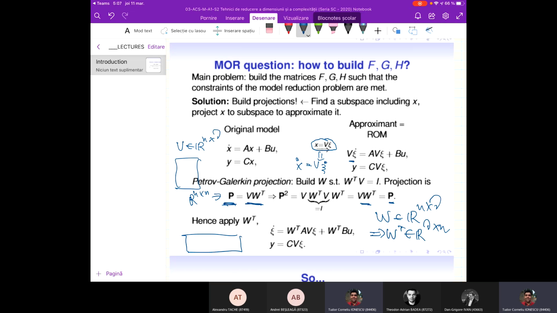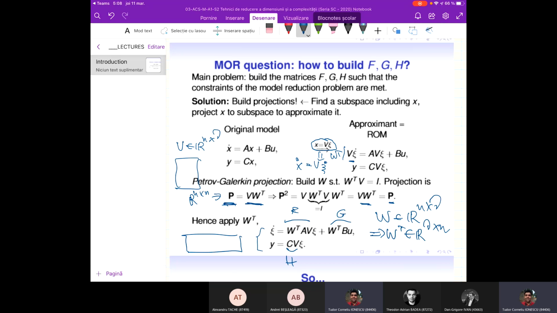Hence, you apply W transpose on the first equation, and you end up with the final model. So this is F, this is G, and this is H, and they're all of smaller dimension. F is dimension Ni by Ni, G is dimension Ni by M, H is dimension P by Ni. Okay, and this is the reduced order model that you obtain.